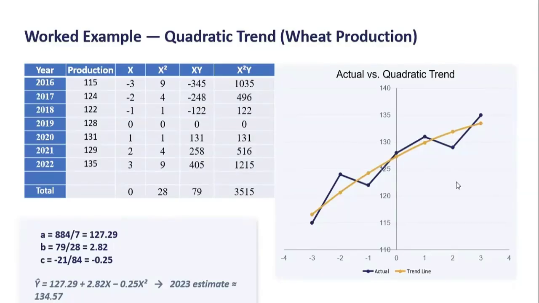Push it forward to 2023 and we estimate production of about 134.57. Now please look at the chart. See how the curve bends to hug the actual ups and downs better than a straight line would. That's the whole point of going quadratic. This is exactly the kind of calculation that takes 10 minutes by hand but 10 seconds in Excel and Jamovi, which is exactly what we are going to do in part 3.